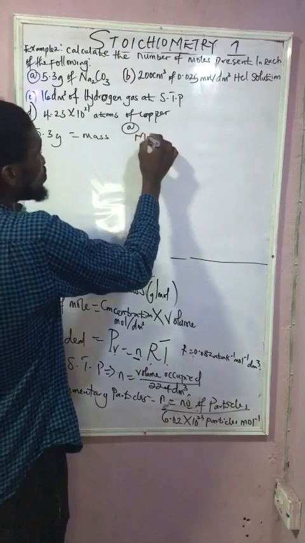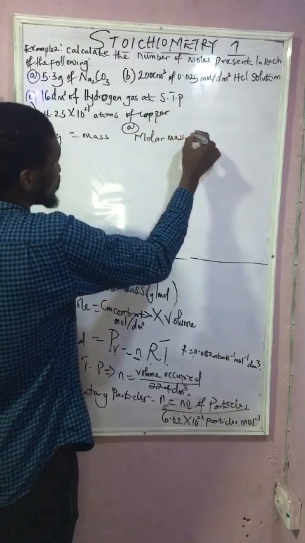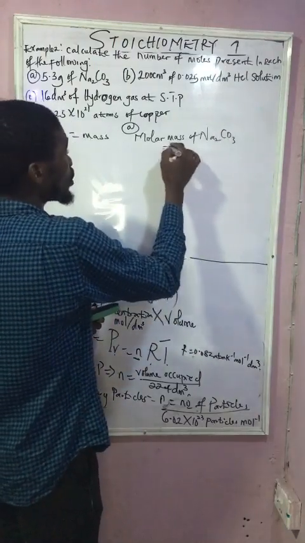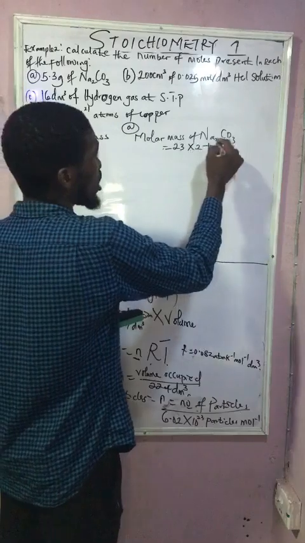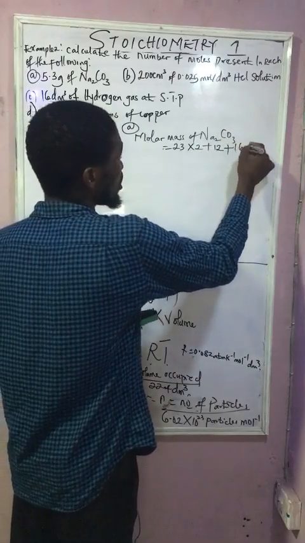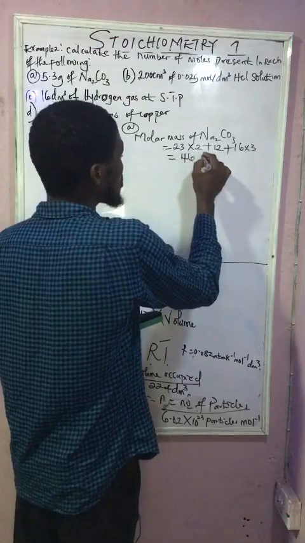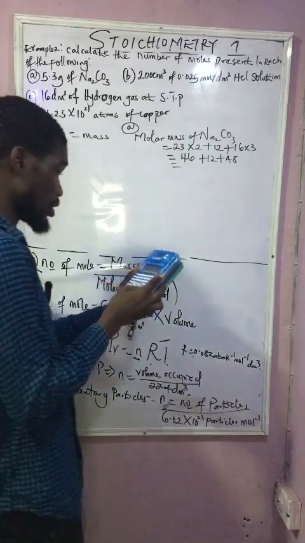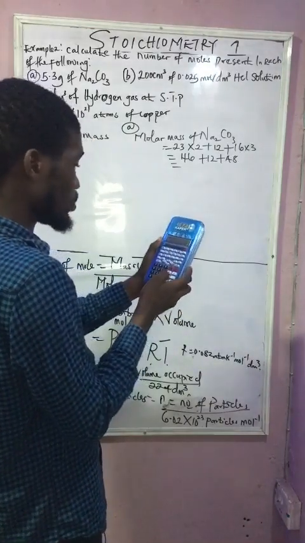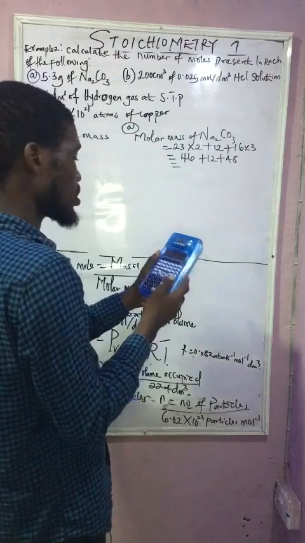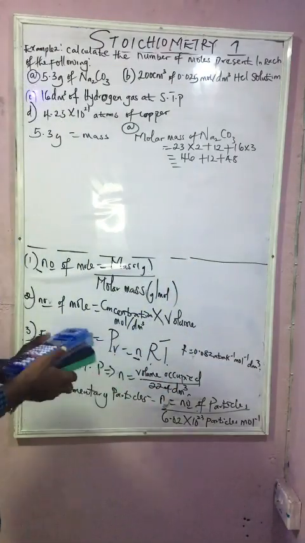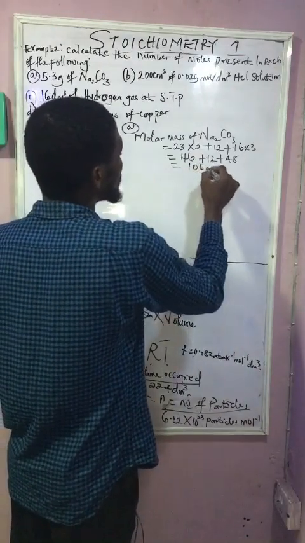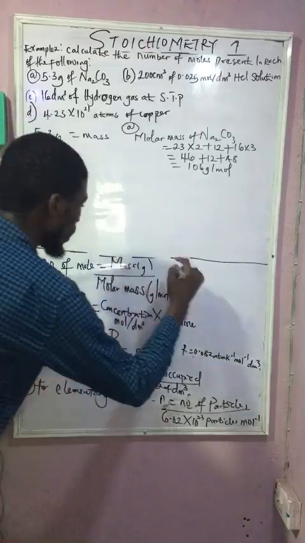Then what would be the molar mass of sodium carbonate? It's very simple. Sodium is 23 multiplied by 2, plus 12 for carbon, plus 16 times 3, so 46 plus 12 plus 48. Let's add the three: 46 plus 12 plus 48. So we have 106 gram per mole. So we are going with this formula.